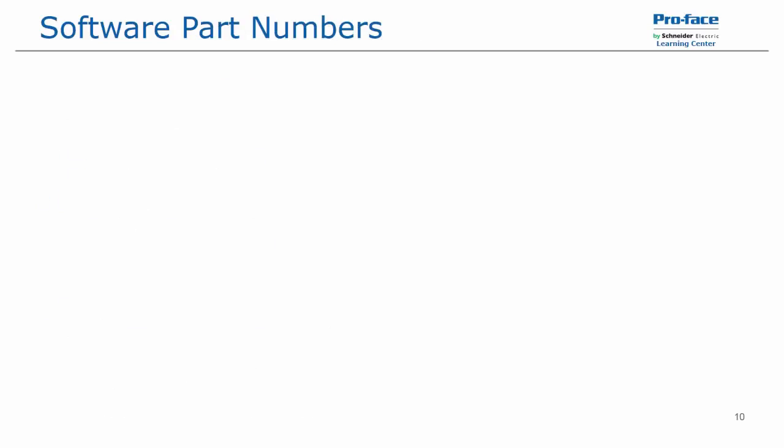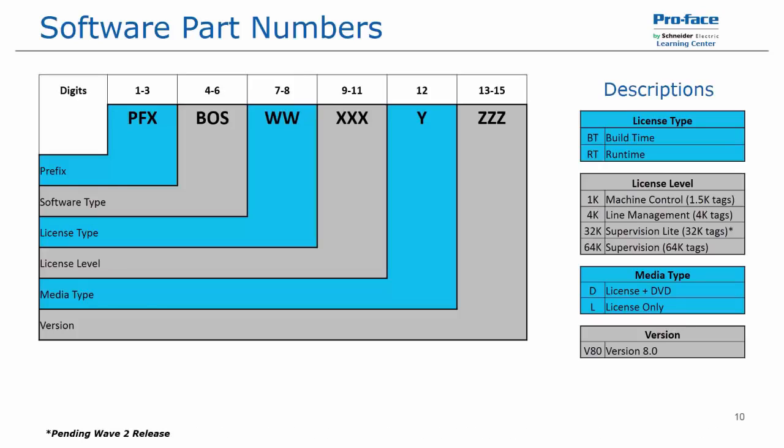Software part numbers. The software part numbers follow the same structure and syntax as other ProFace products. We have our prefix, then we have the software type, and then our license type, then the license level or the tag count, then the media type, and then what version it is. As you see from not only the breakdown on the left-hand side, but the descriptions on the right, we can piece together the part numbers that we would need for the software we want to purchase.